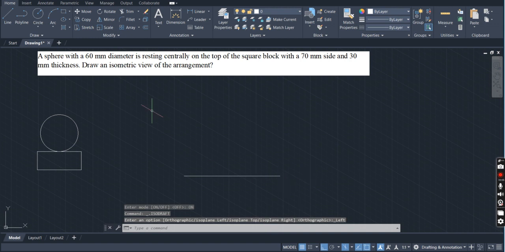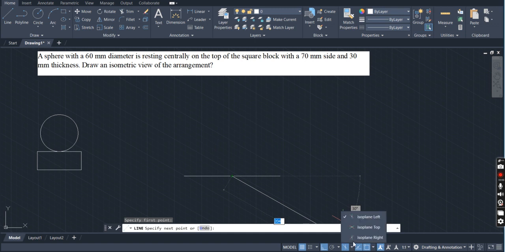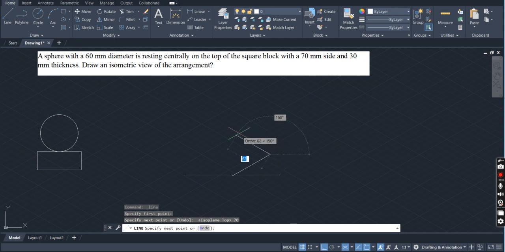Go to line. First you need to construct a square block of side 70 mm in isoplane. You can select isoplane top. With the dimension of 70 by 70, construct one square, 70 towards the width axis and 70 towards the length axis. Escape.